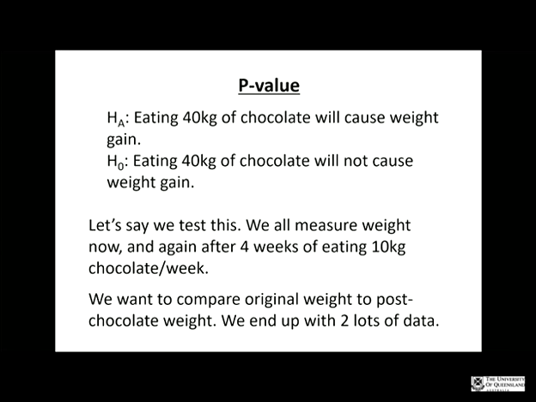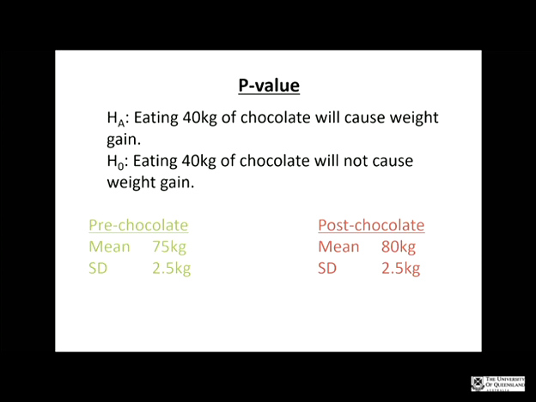It's a particular type of t-test, a paired t-test, because you've got the same people in each sample. And yeah, we'll talk about that in evaluation research. This is basically a pre-post test. We're measuring people before and after our test. Okay, pre-chocolate, the mean weight is 75 kilos with a standard deviation of 2.5 kilos. Post-chocolate, 80 kilos, still the same standard deviation. Okay.